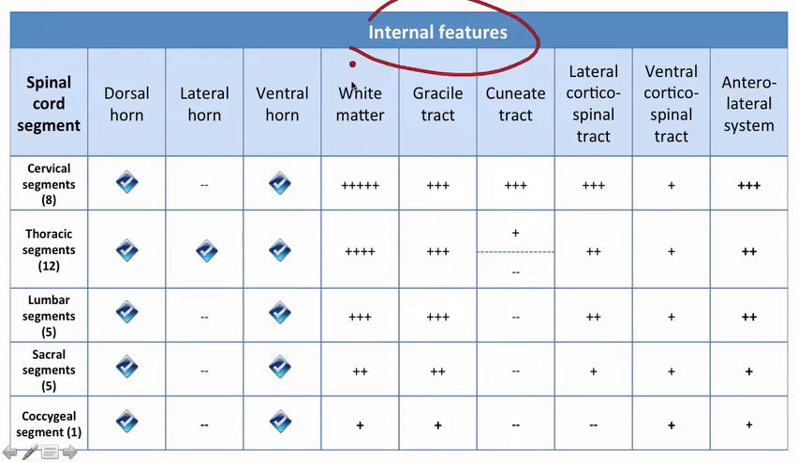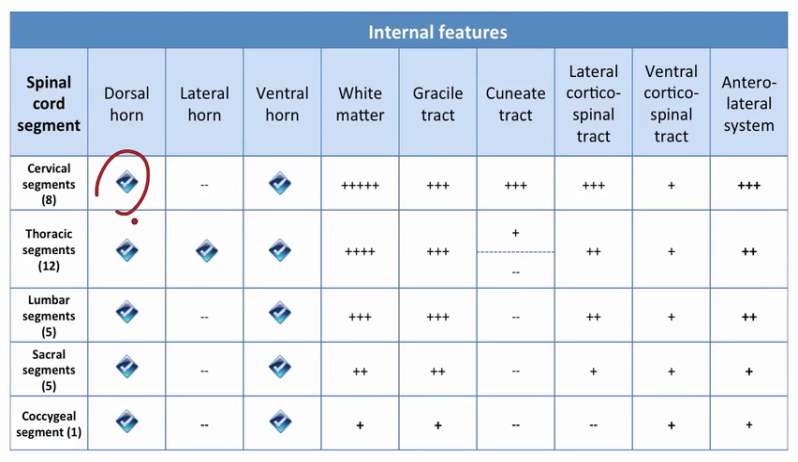We have a list of internal features of the spinal cord in columns, and then our spinal cord segments organized according to cervical, thoracic, lumbar, sacral, and the one coccygeal segment. And what I've provided for you is a check mark to indicate that that gray matter structure is present.